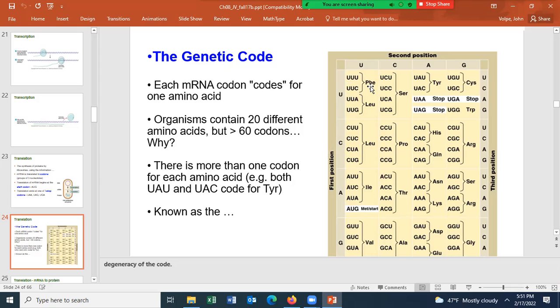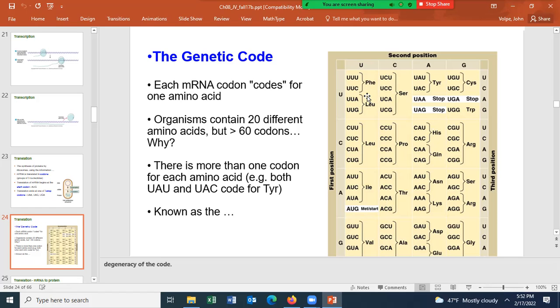There are 2 amino acids that have only 1 codon. Methionine is coded only by AUG, and tryptophan is coded only by UGG. You don't need to know that.